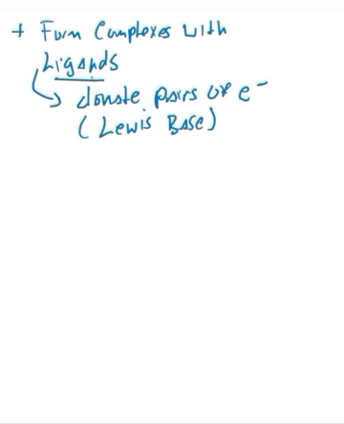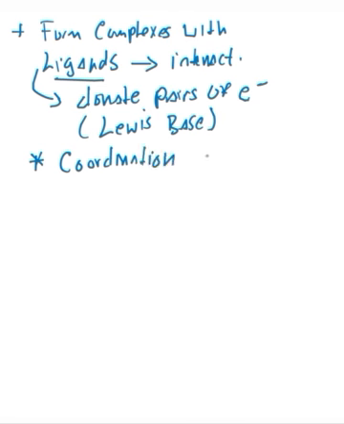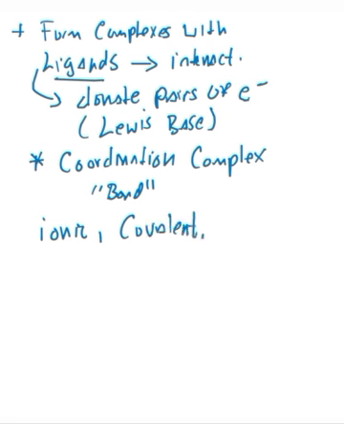Okay, so these ligands are able to interact with the metals, and that interaction results in something known as a coordination complex. Basically, that is a type of bond, if you want to look at it that way. It is a way to bond. Now, we have talked about ionic, true ionic bonding. We've talked about covalent bonding. And I also have some videos on intermolecular forces, such as hydrogen bonding and London dispersion forces and whatnot.